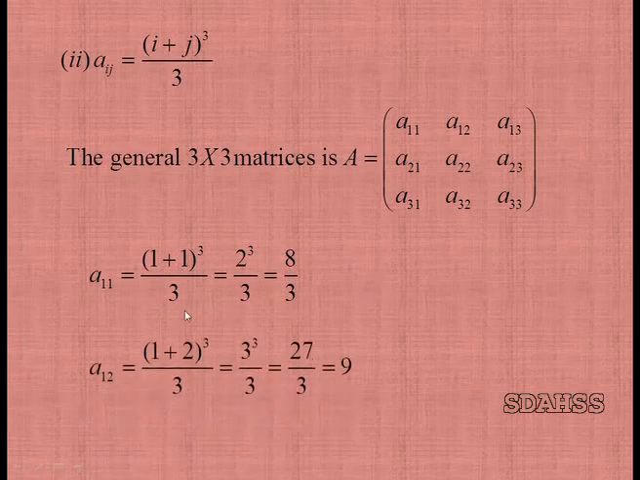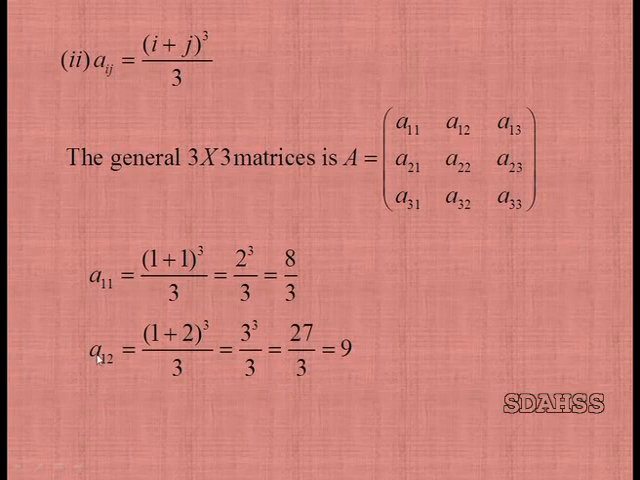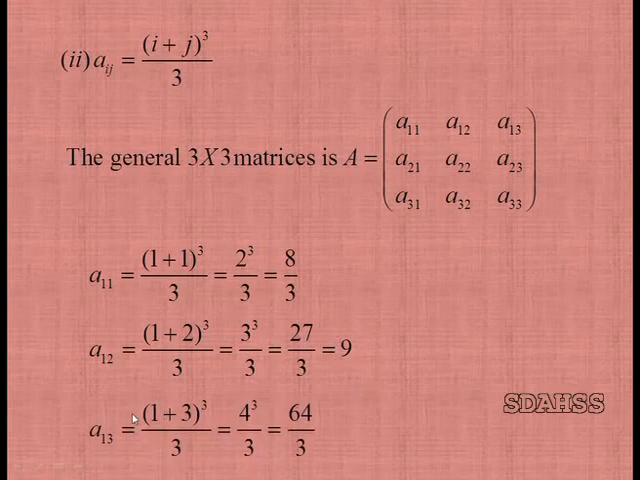Then you find A12. A12, substitute i equal to 1, j equal to 2. Then you have (1 plus 2) whole cube divided by 3. 1 plus 2 means 3. So 3 cube divided by 3. 3 cube means 27. 27 by 3. Cancel the numerator and denominator by 3. Then you have 9.